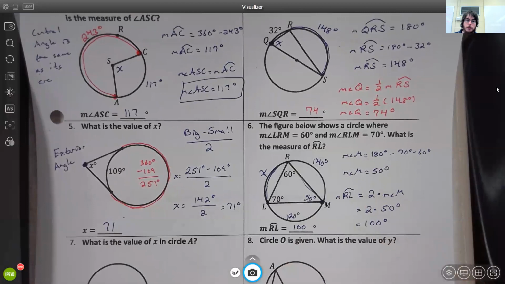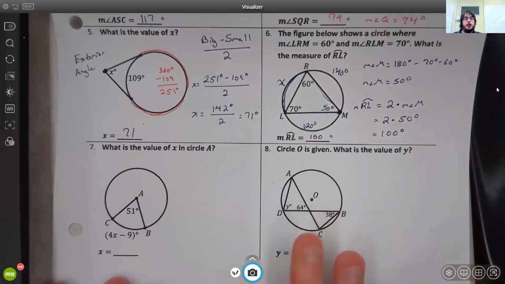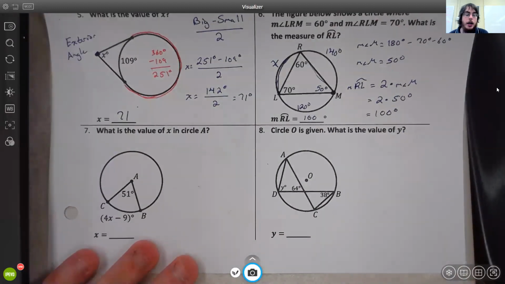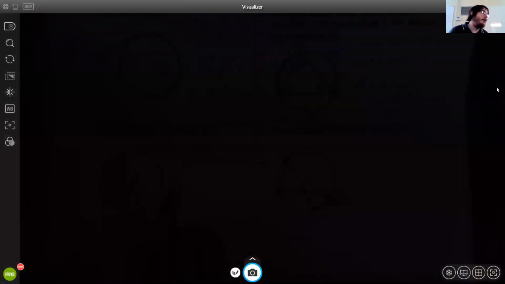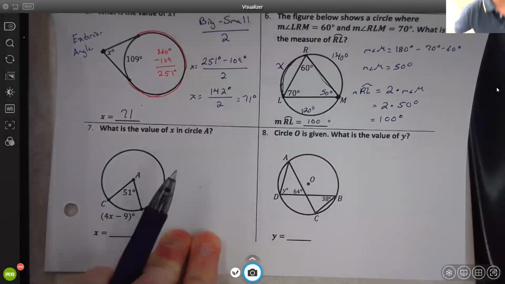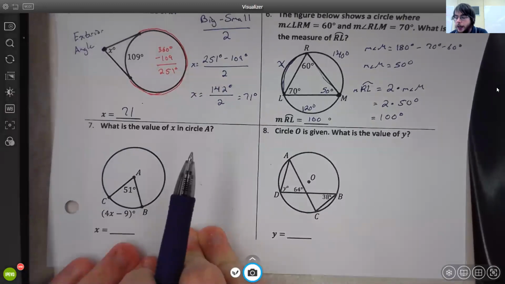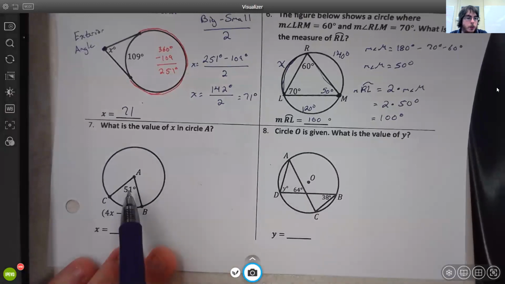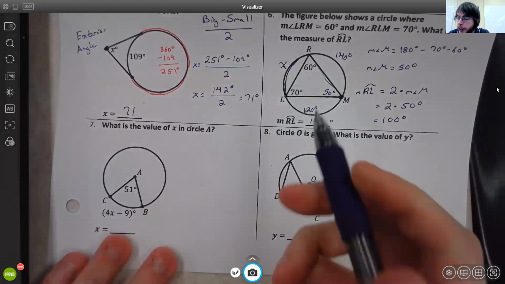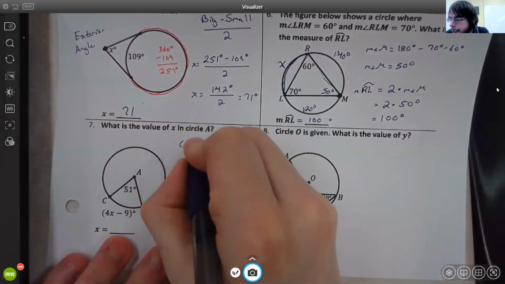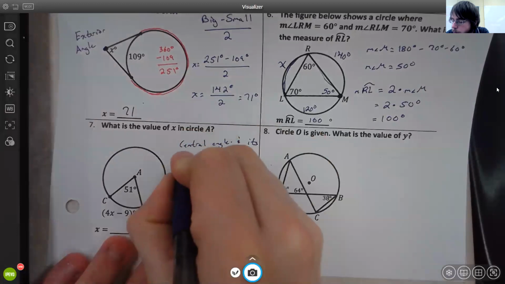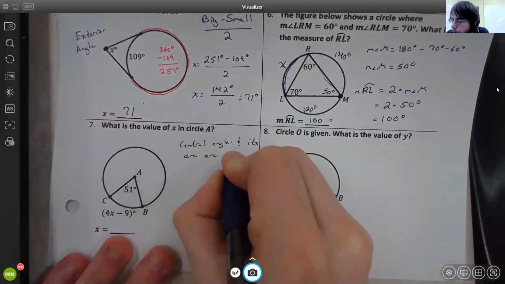All right, so let's look at number 7. Number 7 says, what is the value of x in circle A? And if you look here in your diagram, I apologize for the lights. If you look here in your diagram, you see that you have angle CAB, which is a central angle. And what you need to know about the central angle is that the central angle and its arc are congruent. They're the same.